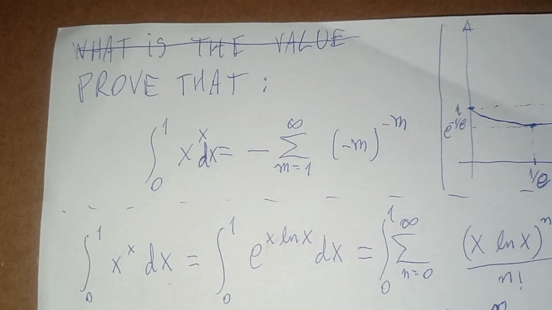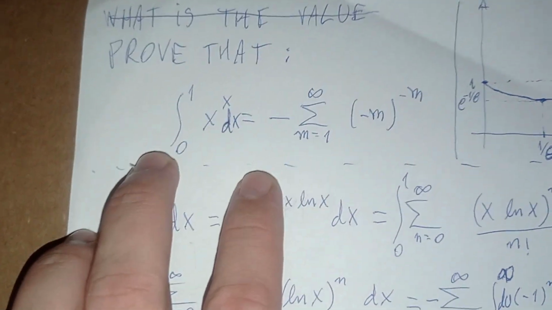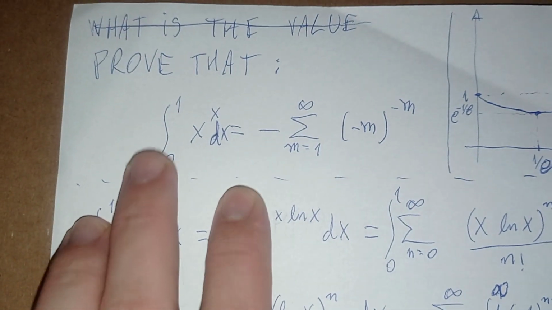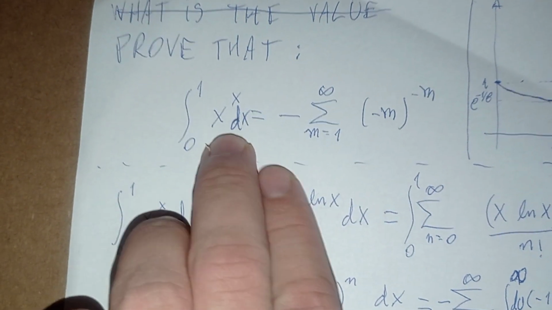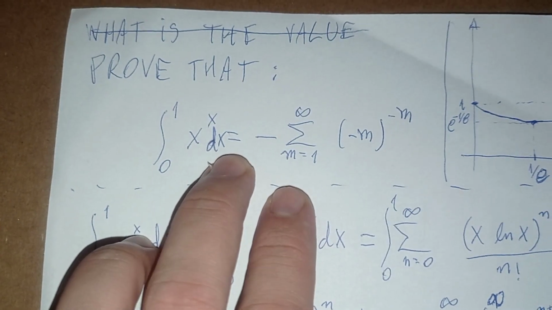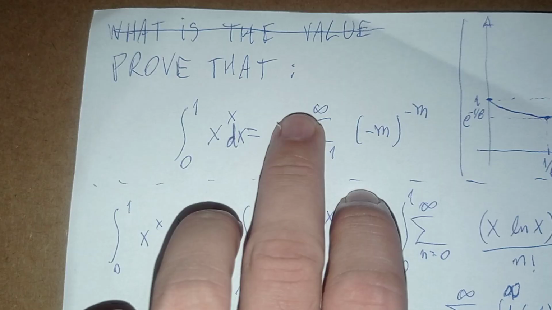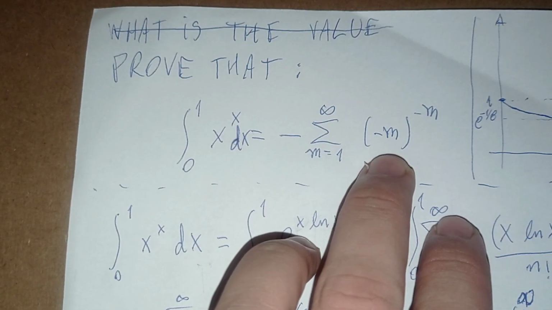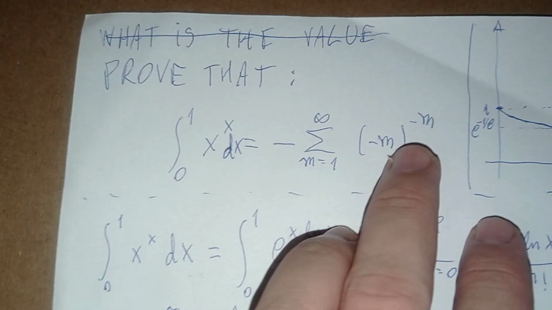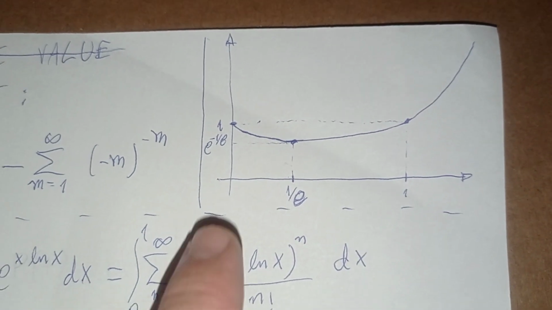Hello. So, first version of the sophomore dream, which is the integral from 0 to 1 of x to the power of x dx. We want to prove that that's equal to minus the sum from m equals 1 to infinity of (minus m) to the power of minus m.